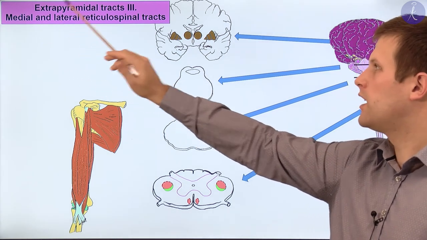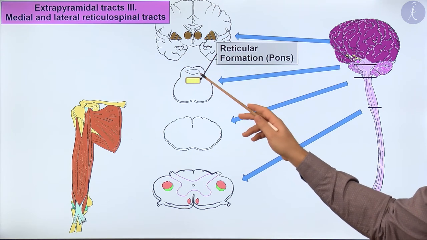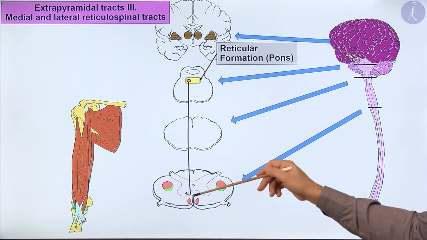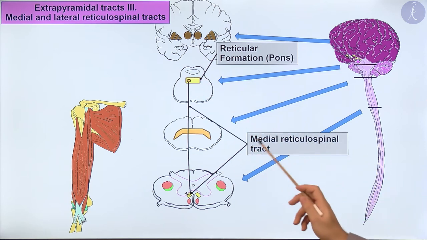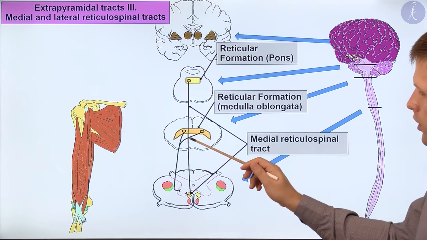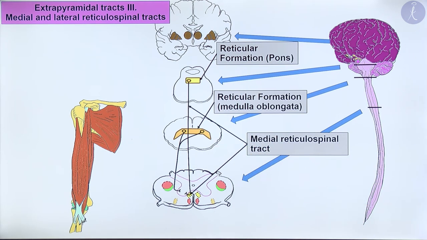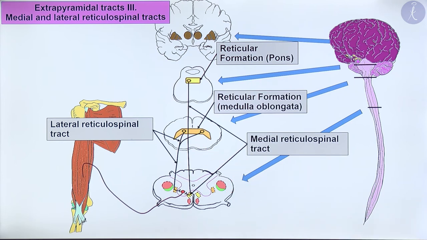The third one are the medial and lateral reticulospinal tracts. The reticular formation is a large, extended, web-like material along the brainstem. We have a part which is located in the pons, and the neurons located at the pons level of the reticular formation descend in the anterior funiculus and terminate via interneurons on the motor neurons. This tract is the so-called medial reticulospinal tract. Meanwhile, at the medulla oblongata level, the reticular formation neurons either cross or stay ipsilateral and descend in the lateral funiculus of the spinal cord. Both of them terminate at motor neuron level. This outer one is the lateral reticulospinal tract, according to its location on the lateral side of the structures.